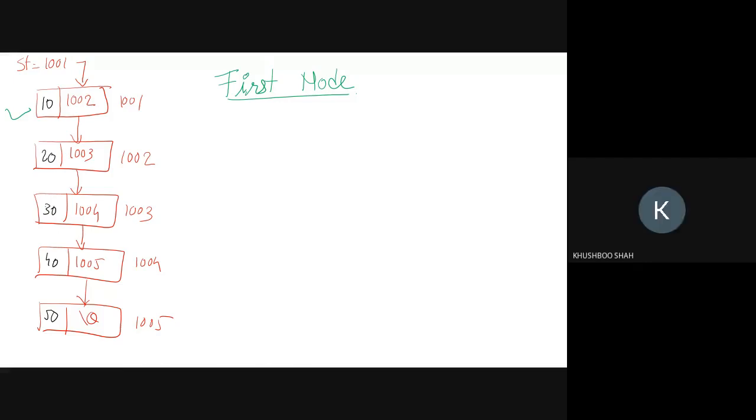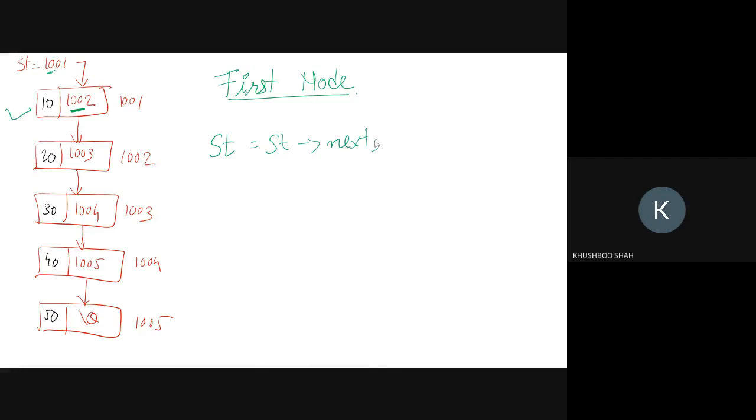Exactly. So the situation is I want to assign this 1001 to 1002 in ST. How can we do that? What should be the statement? I want to assign 1002 in the ST. ST is equal to ST next. Perfect. That's it. This is the only thing you need to do.